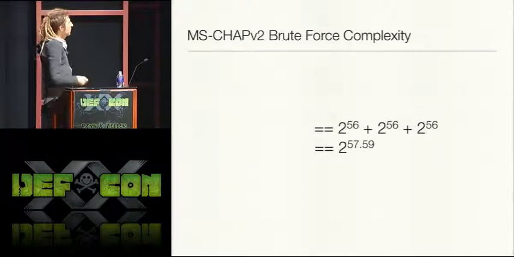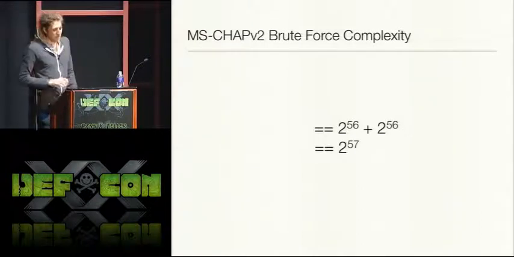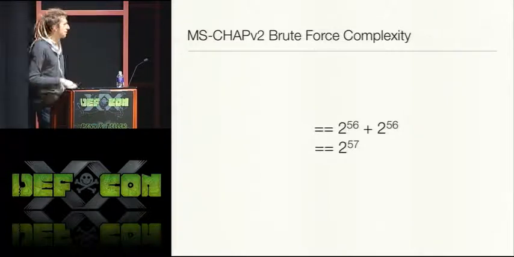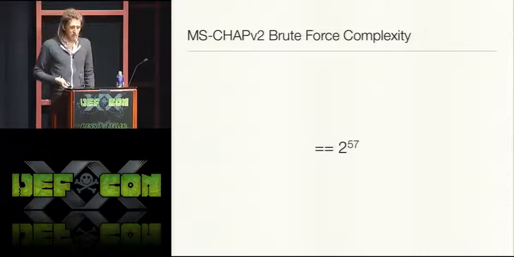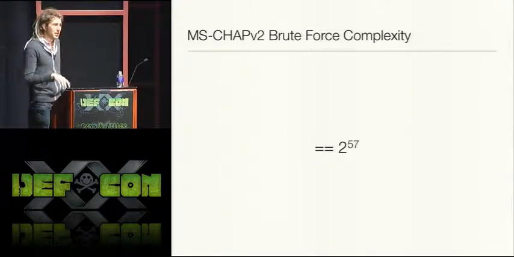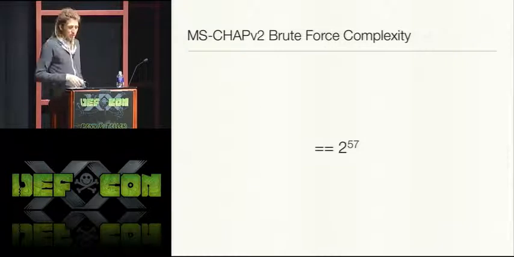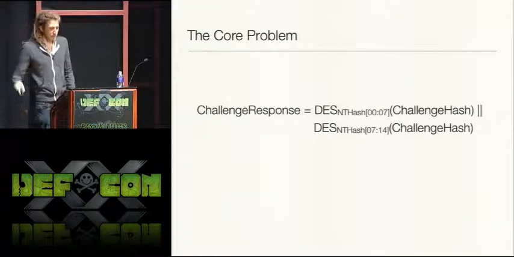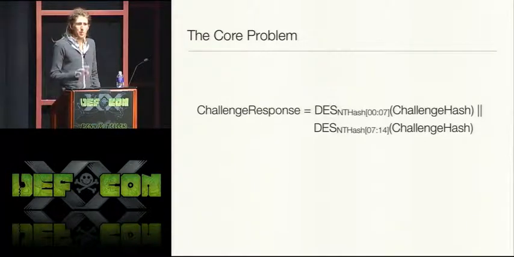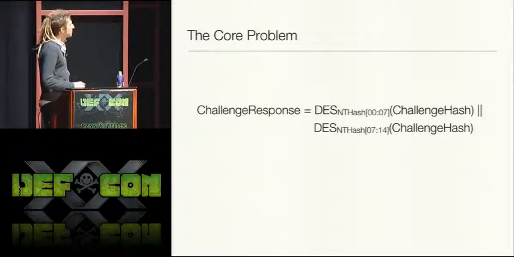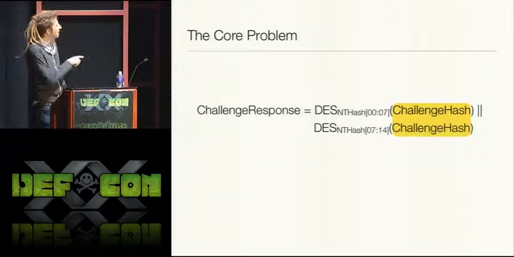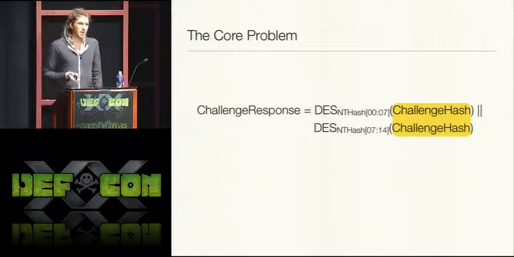So if we go back and we look at our total complexity, we've reduced the additive complexity to 2 to the 56 plus 2 to the 56 by basically eliminating the third key, for a total number of 2 to the 57th. So now this is what we're dealing with. That's still a pretty big number. So if we go back and we look at the core problem, we've gotten rid of effectively this last DES encryption. So we're dealing with these 2 DES encryptions here. And something that's sort of interesting about this is that the plain text is the same in both cases. For both DES encryptions, we're encrypting the same thing.